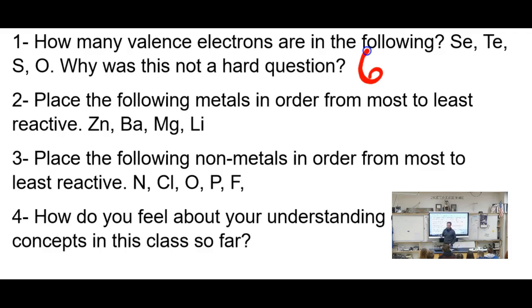Alright, so this might not exactly go with the video, but number one, how many valence electrons are in the following? S, Se, Te, and O. And why was this not a hard question? Well, if you have your periodic table with you, the reason why this isn't a hard question is because all of those elements are in the same family. And as we know, valence electrons are equal to the family number. So if all the elements are in the exact same family, they'll have the exact same amount of valence electrons.